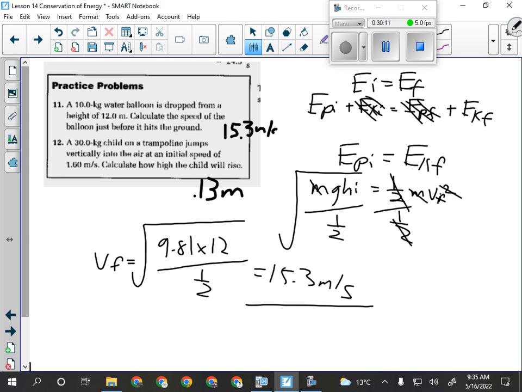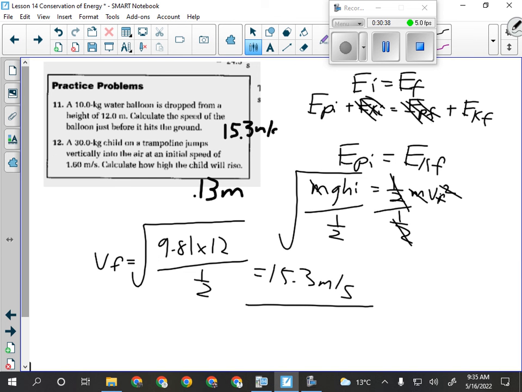Okay, now the last one asks you to calculate something else. So this is a kid on a trampoline. As the trampoline is throwing them up in the air, at the moment they're going to leave the trampoline, they're at ground level. So this is one of those trampolines that's built into the ground, not one that sits above the ground. Just at the moment they're going to leave the trampoline and get thrown into the air, they are moving at 1.6 meters per second.